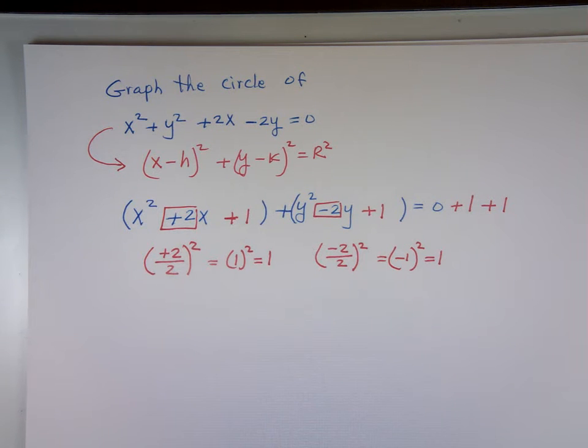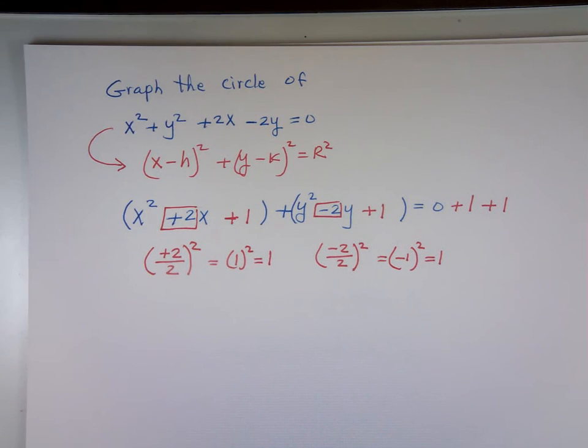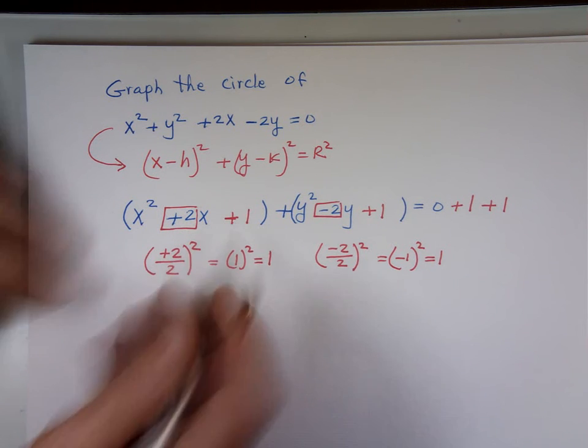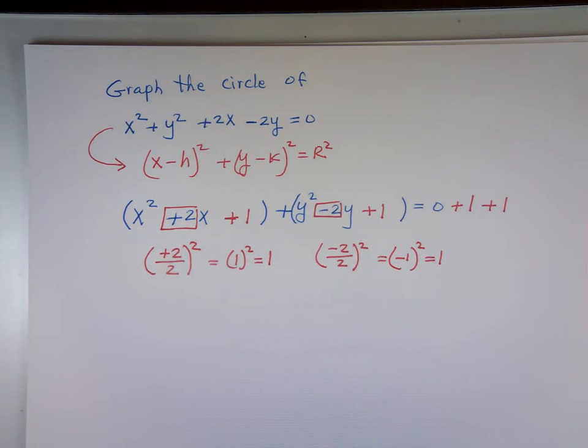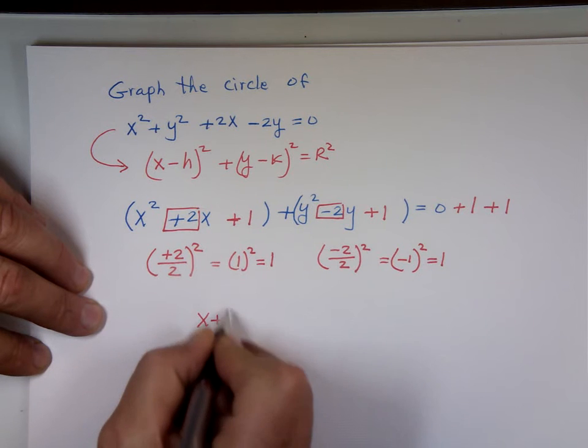Now, why did we do that? Well, let's factor this. Can you factor x squared plus 2x plus 1? Isn't it x plus 1 times x plus 1? Which means x plus 1 squared.